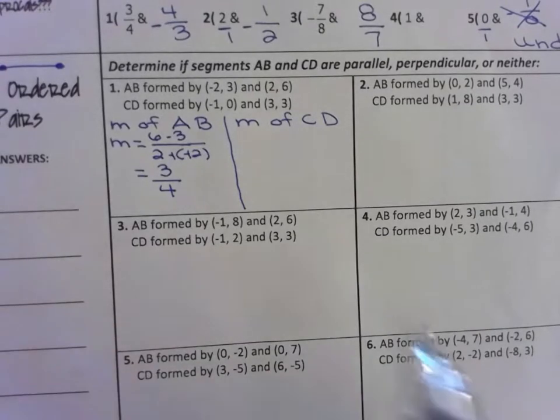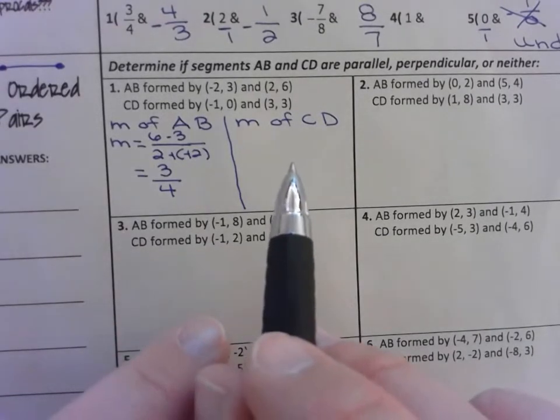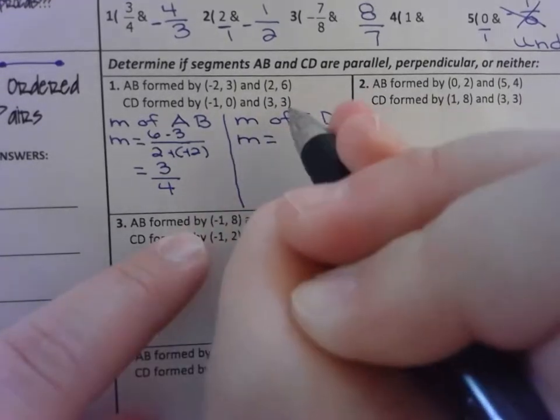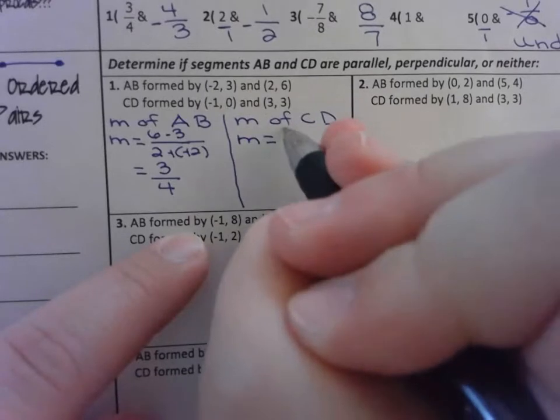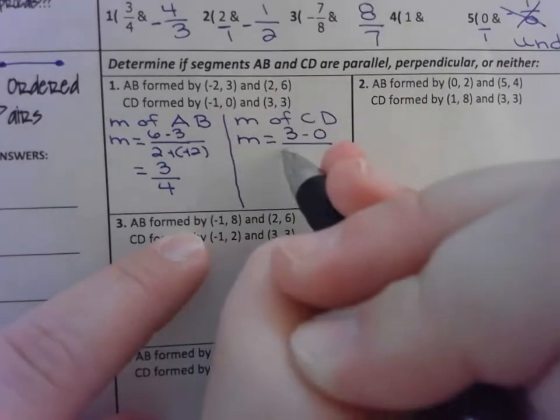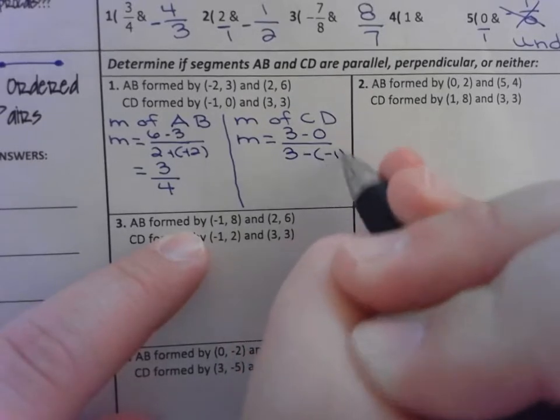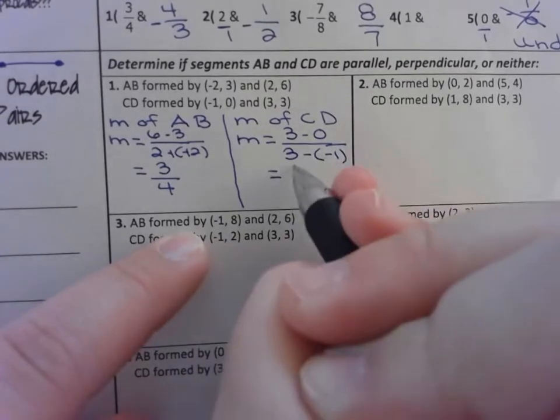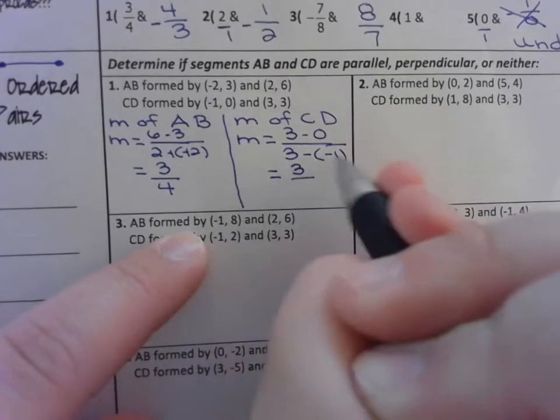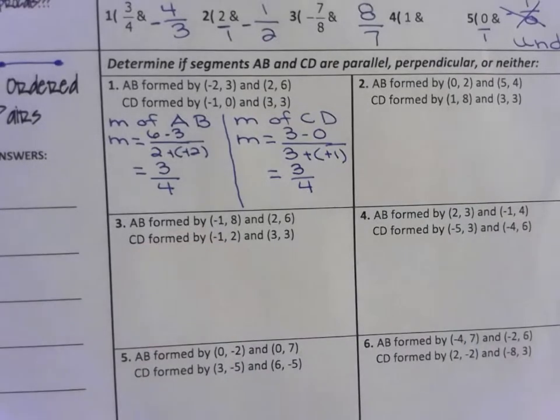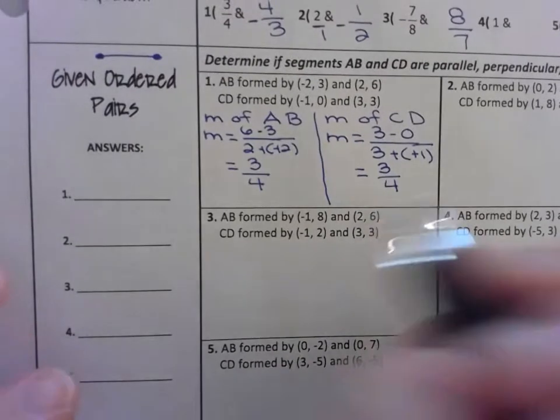So now we're going to look at the slope of CD. Second y minus the first y, 3 minus 0, over second x minus the first x, 3 minus negative 1. 3 minus 0 is 3. 3 minus negative 1 is 4, plus plus, so that is 3/4. They are both the same slope, so they are parallel.